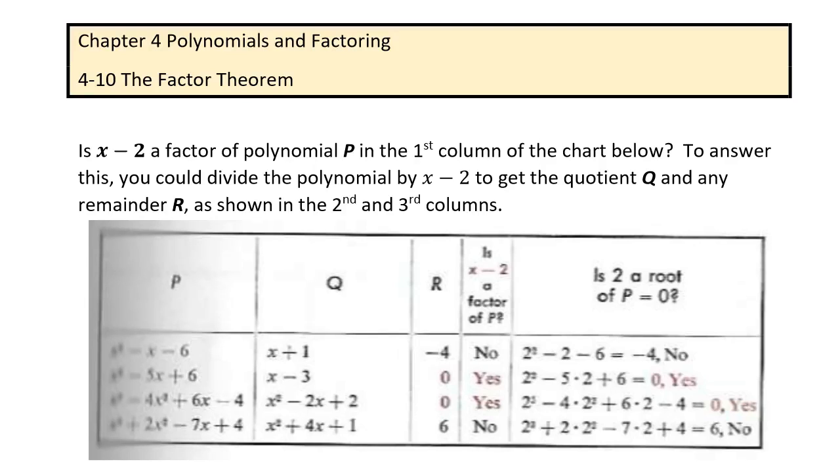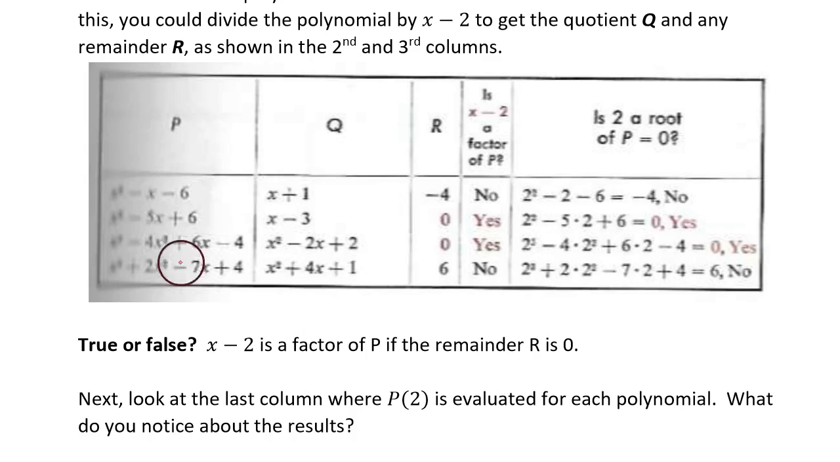This video is for section 4-10, the factor theorem. Here's a question. Is x minus 2 a factor of polynomial p in the first column of the chart below? In the chart, there are 4 different polynomials in the first column. It's blurry on the video. Hopefully it's readable on your note page.